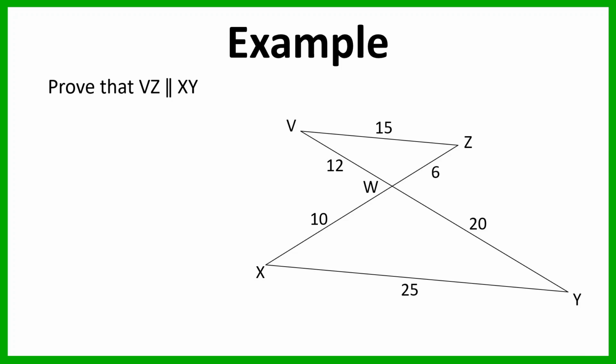So the first step is going to be proving that these two triangles are similar. Now in this case over here, I have been given all the lengths of the sides in these two triangles. So I'm going to be using proportion to prove that these two triangles are similar. Okay, so let's have a look at how we would do this example.